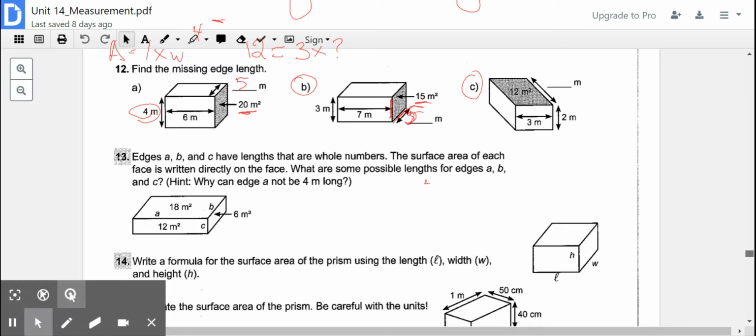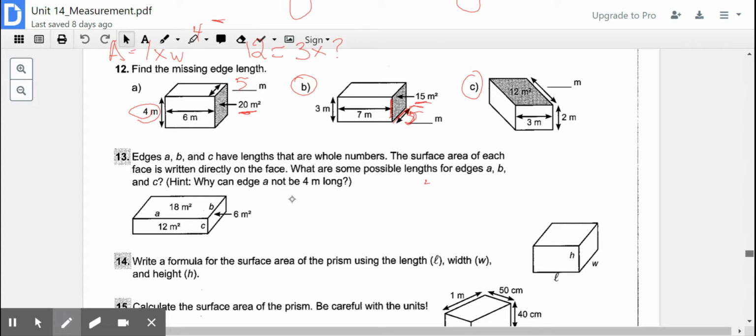Let's take a look now at number 13. Number 13 says edges A, B, and C have lengths that are whole numbers. The surface area of each face is written directly on the face. What are some possible lengths for A, B, and C? Hint, why can edge A not be 4 meters long? Okay, so we know that A is not 4 meters long.